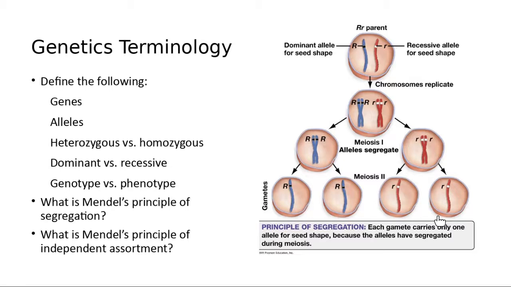So then we need to talk about the principle of segregation. We didn't talk about independent assortment yet, so don't worry about that. But can somebody just give me a brief layout of what Mendel's principle of segregation is or what it states?